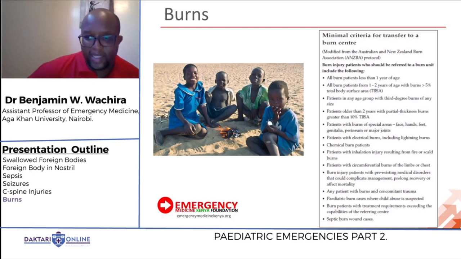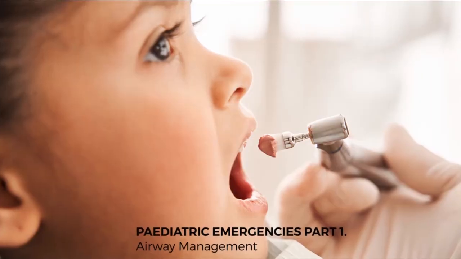kids, so it's less rare that kids have pre-existing medical conditions, but they have them, they definitely need to be admitted. Again, burns and concomitant trauma, pediatric burn cases where child abuse is suspected, all this needs to go to a burn center. Again, burn patients with treatment requirements exceeding the capabilities of where you are, then they need to go to a burn center. And of course, if the wounds become infected, then they need to end up in a burn center. So this is good criteria to know. So most of them can be managed, and I'm sure you're managing them in your EDs, but always worry about that child who needs to go to a major burn center.